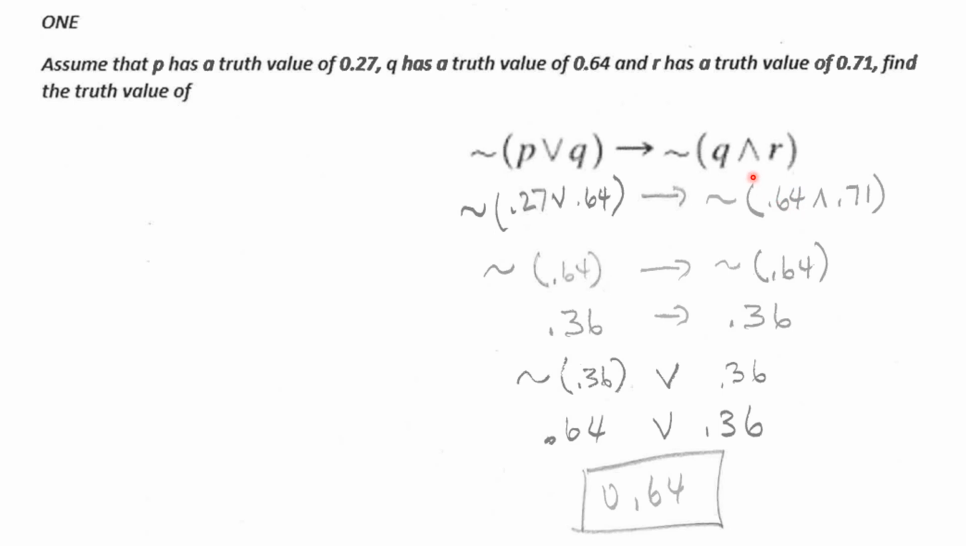Similarly here, you take the minimum of those two because that's a conjunction, getting 0.64, and you get 0.36. So this is 0.36. But this is negation, so 0.36 or 0.36. This is going to be 0.64 or 0.36, which is 0.64.